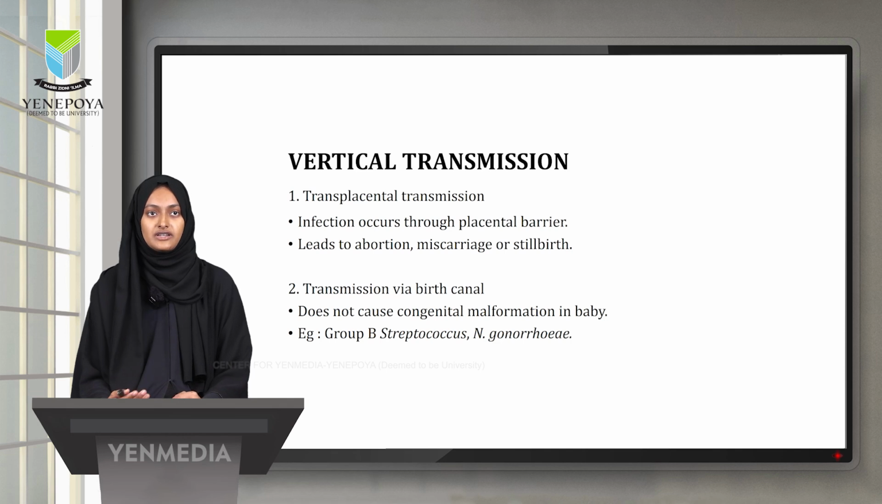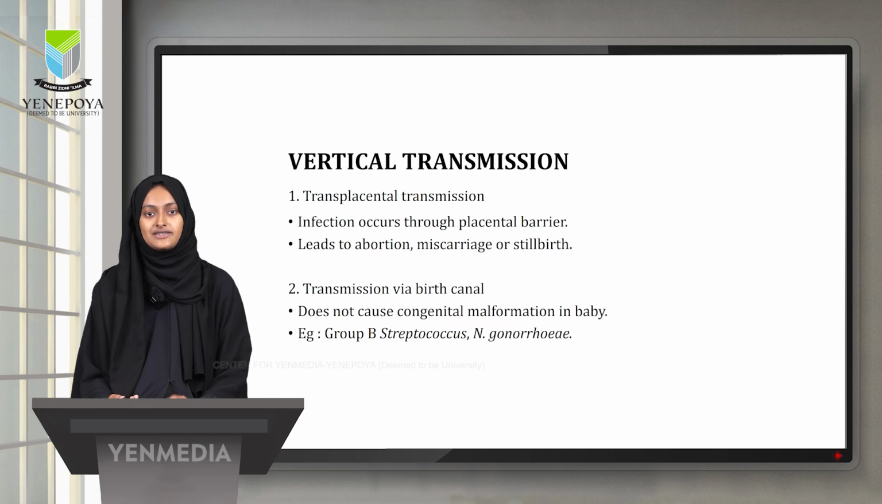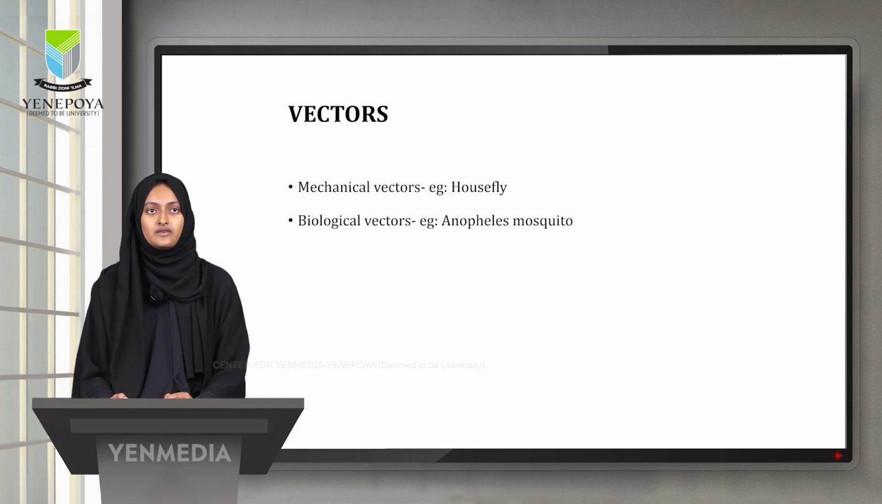Vertical transmission. There are two types, transplacental and transmission through the birth canal. Transplacental transmission is an infection which occurs through the placental barrier and it could lead to abortion, stillbirth or miscarriage. And transmission through the birth canal does not cause any congenital malformation, but it can lead to infections caused by Group B streptococcus and Neisseria gonorrhoeae.